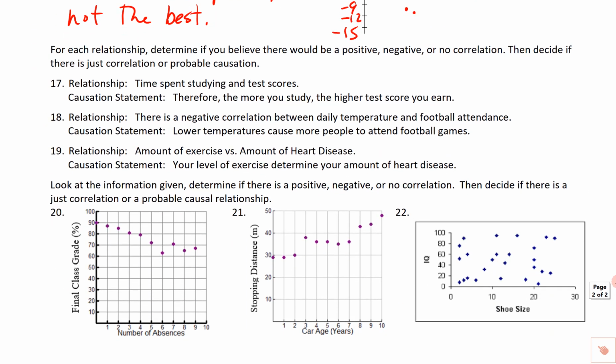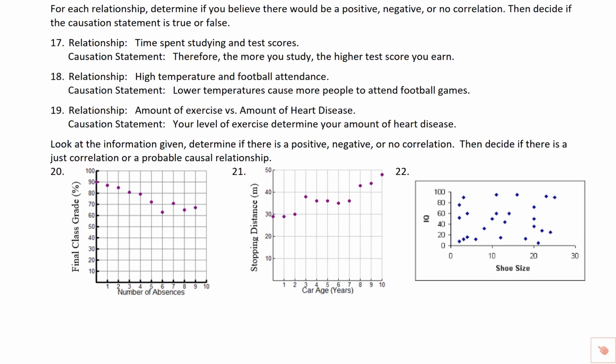Okay, let's go ahead and take a look at the bottom here. For the next couple of problems, it says for each relationship, determine if you believe there would be a positive, negative, or no correlation. Then decide if the causation statement is true or false. So on this one, it says the relationship is time spent studying and test scores.